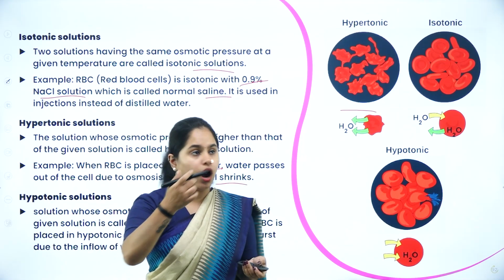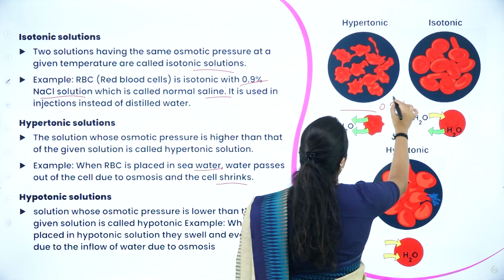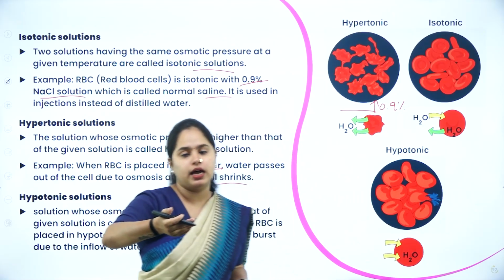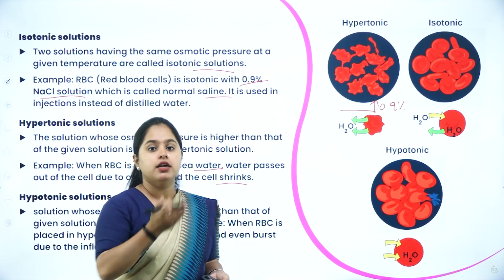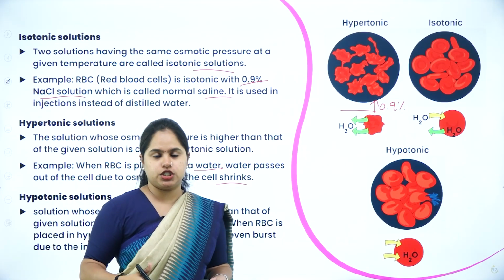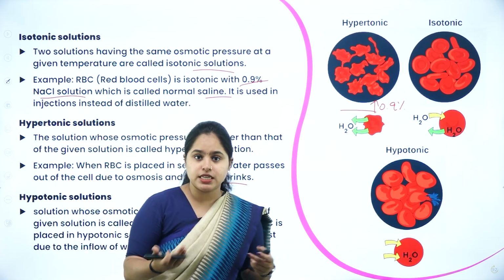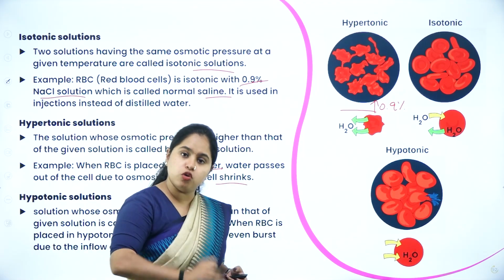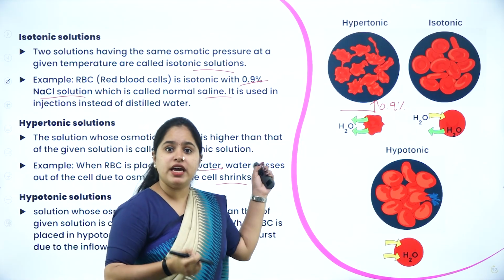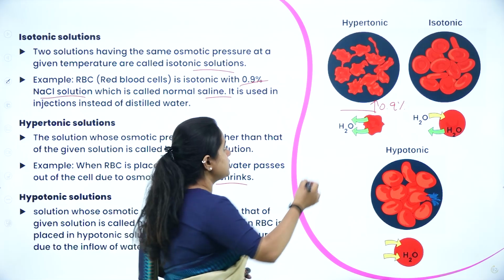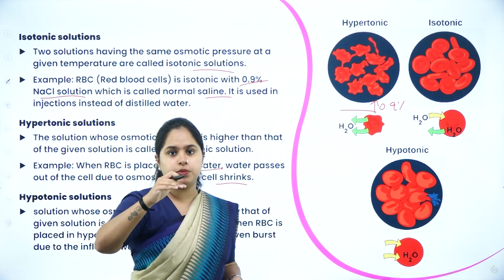Now outside the cell, the concentration is more than 0.9%. Outside, it does not have the same osmotic pressure. So outside the cell, more concentration is present. So what did we study about osmosis? It is the passage of solvent particles from lower concentration to higher concentration through a semi-permeable membrane. So where is the lower concentration? It is inside the cells. Outside it has more concentration than 0.9% NaCl.